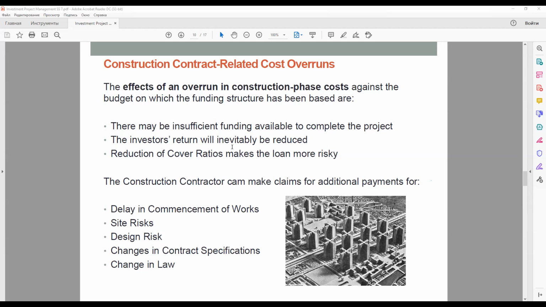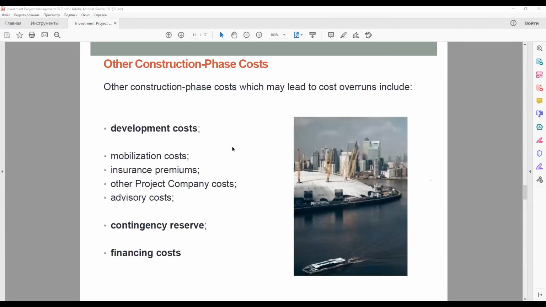Okay, and the last slide for the construction. We have other construction phase costs that may lead to cost overrun. That includes development cost, mobilization costs, insurance premiums, and the other project company costs, also advisory costs, and very important, contingency reserve and financing costs. What are the development costs?